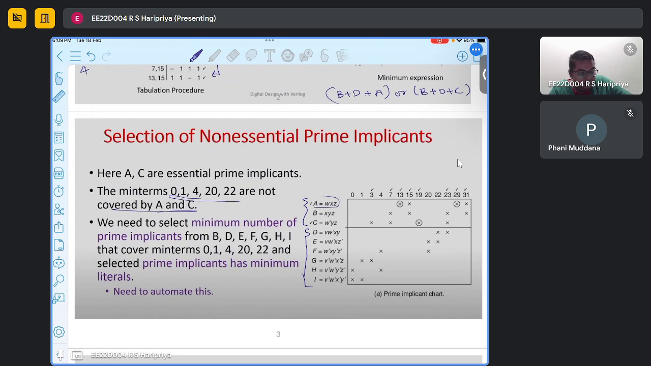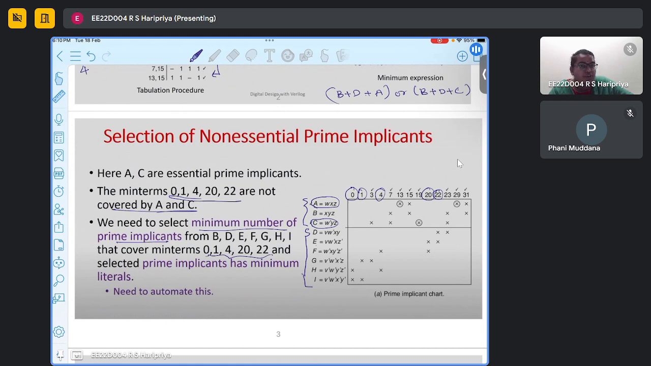If we consider A and C as essential prime implicants, A covers 13, 15, 29 and 31, and similarly C covers 3, 7, 19 and 27. With this, we have to select a minimum number of prime implicants from B, D, E, F, G, H, I, which will cover the minterms that are left over: 0, 1, 4 and 20, as well as 22.